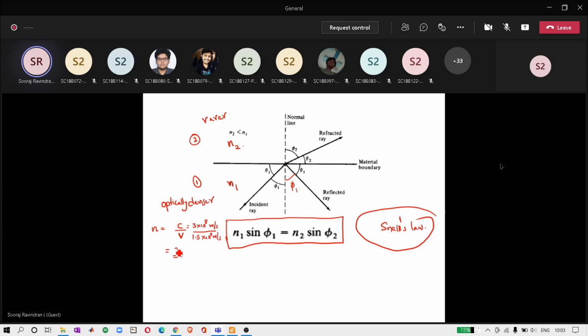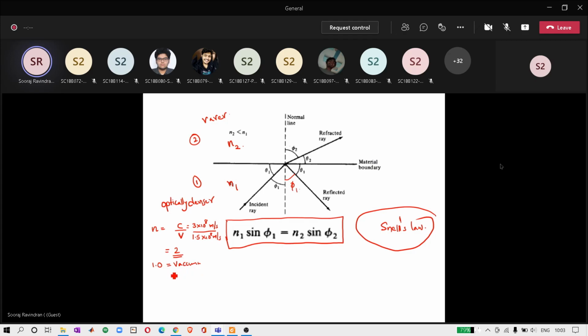So the refractive index is always a value greater than 1. The lowest value of refractive index that is possible is 1.0, which is for vacuum. So this is the refractive index of vacuum, 1.0.